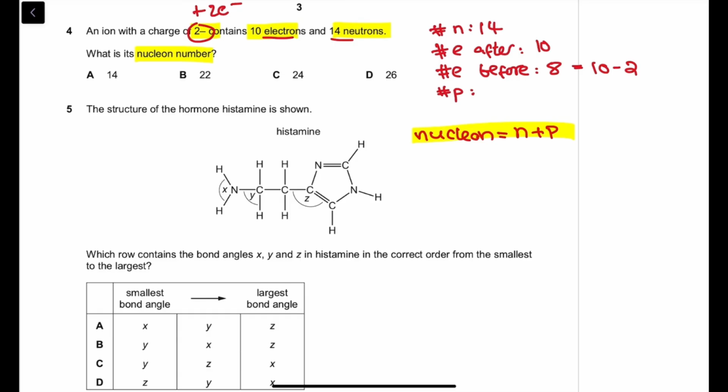Therefore, the number of protons is equal to the number of electrons when an atom is neutral, when it's not an ion. So it's going to be equal to the before, which is 8. Therefore, we have 8 protons and 14 neutrons. And when we add those two together, we get a nucleon number of 22, so the answer must be B.